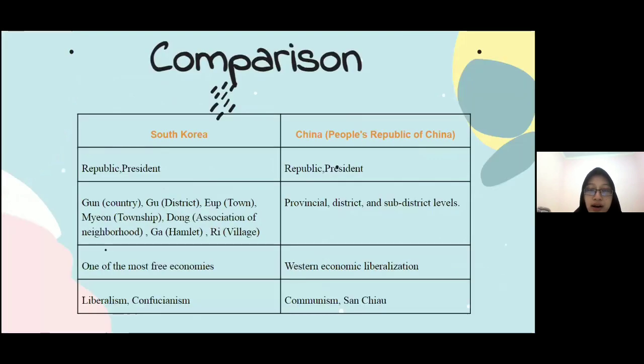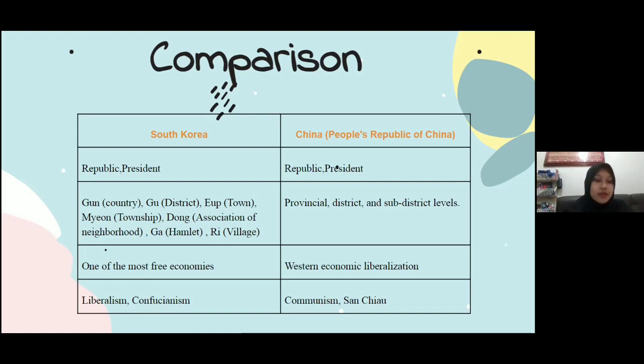The next slide will be explained by my friend Kauda. Okay, thank you, Elvira. Now I will talk about a brief comparison between South Korea and China. The first comparison is about the form of the country. Both of them are republics led by a president. For the administration, South Korea is divided into gun or county, gu or district, eup or town, myeon or township, dong or association of neighborhoods, ga or hamlet, and ri or village. Meanwhile, China is divided into provincial, district, and sub-district levels.